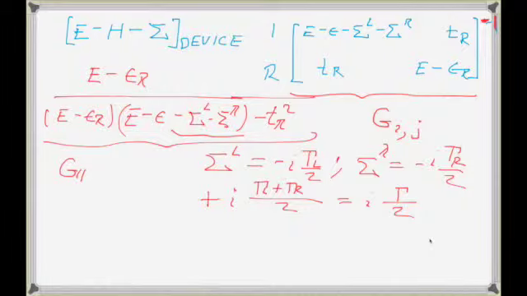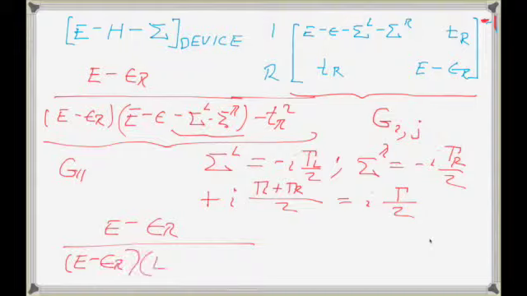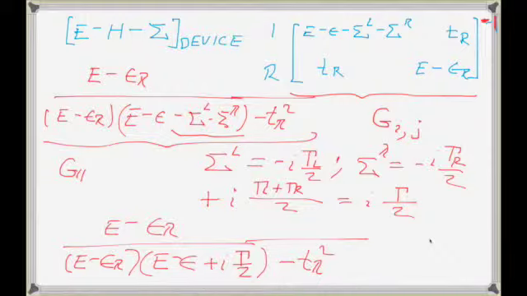So you're going to have finally the denominator: E minus epsilon R times E minus epsilon, which we're setting to 0, plus i gamma over 2, minus TR squared. So you have to multiply that out, solve the quadratic equation, find the two zeros of the denominator, and those are your poles.